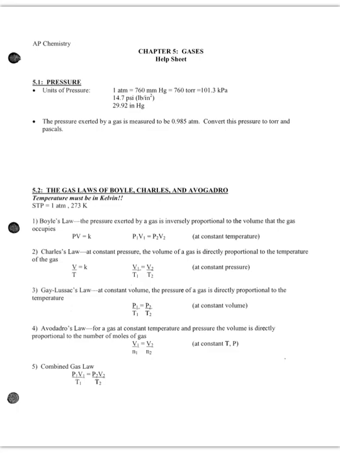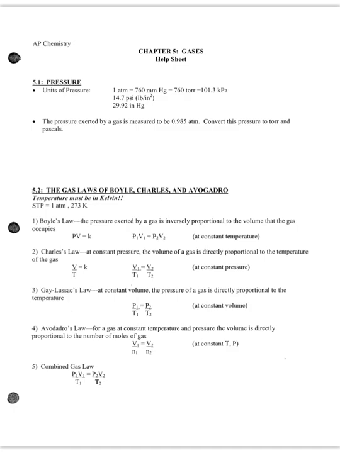Hi everyone, so here we are on chapter 5, and chapter 5 is on gases. If you remember gases from first year chemistry, this is where we learned the equations P1V1 over T1 equals P2V2 over T2. Also, we learned the ideal gas law, which is PV equals nRT. We are going to review those equations, but first we're going to be talking about pressure and the different pressure units. So here we go.